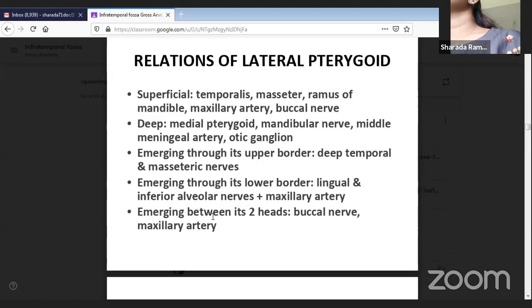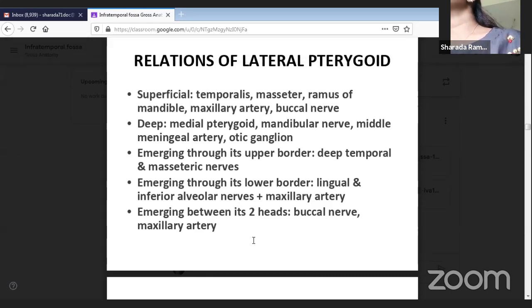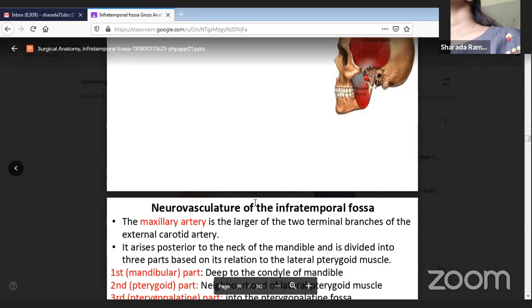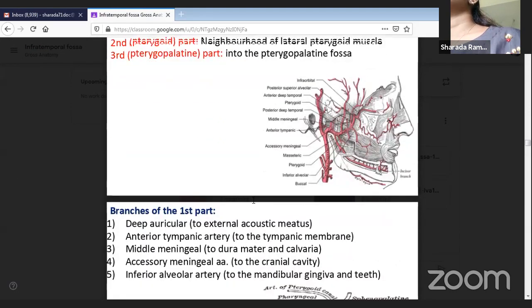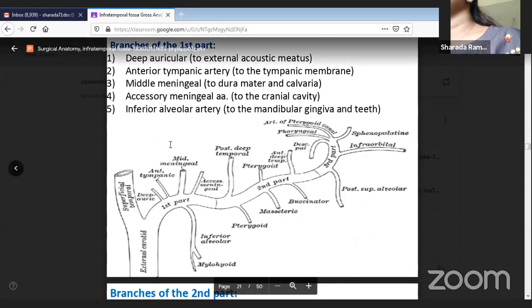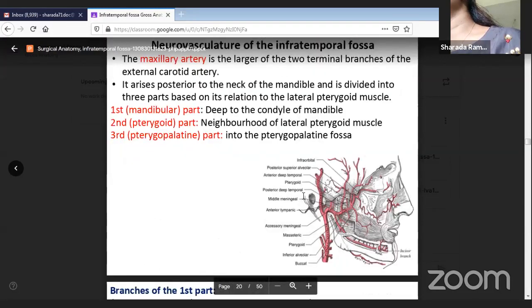And below that, you're going to have the lower border. At the lower border, you're going to get the lingual and inferior alveolar nerves with the maxillary artery. So these are the things we are going to see now. In between the two heads, you get the buccal nerve and the maxillary artery. So that is your maxillary artery, and it has so many branches, lots of branches, is it not? So you have lots of them.